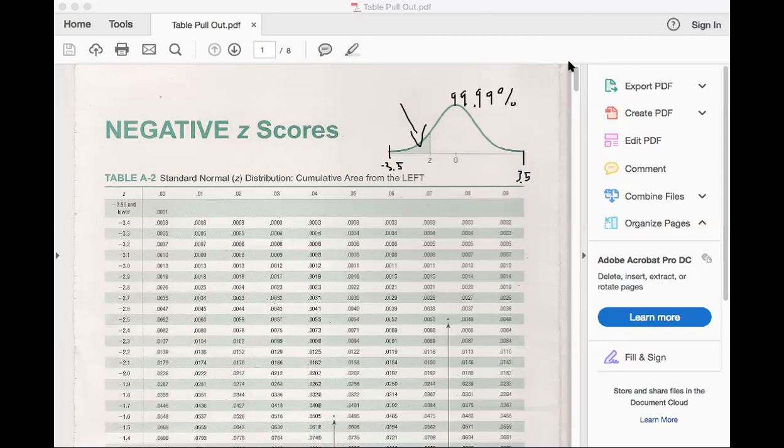Where it gets tricky, right? And I want to make sure we can read the table because this always seems to be the tricky part once we go into actually doing calculations. Say I draw a picture. And now I do a z-score of negative 1.02, but I've colored to the right.